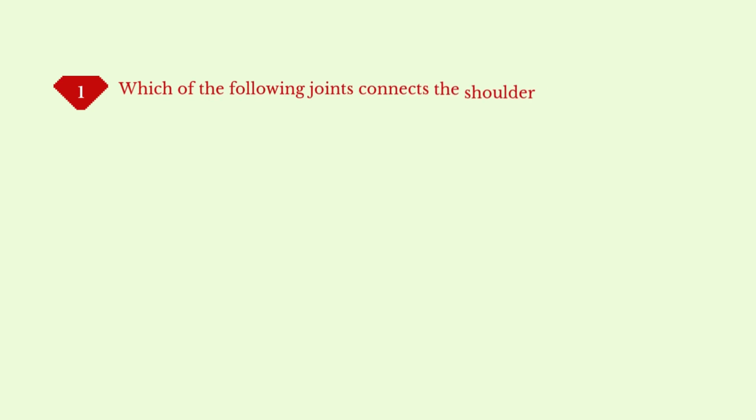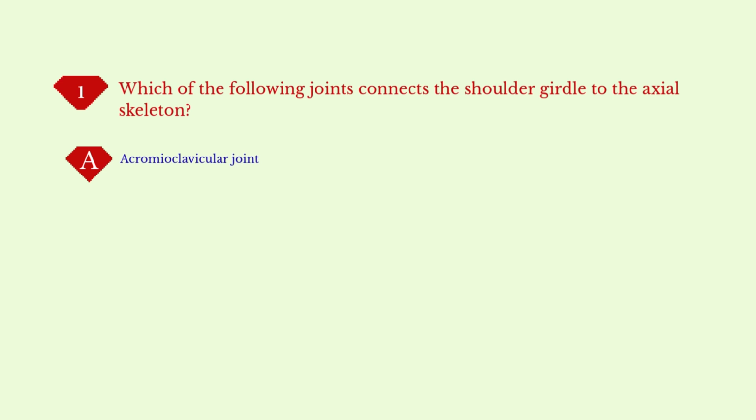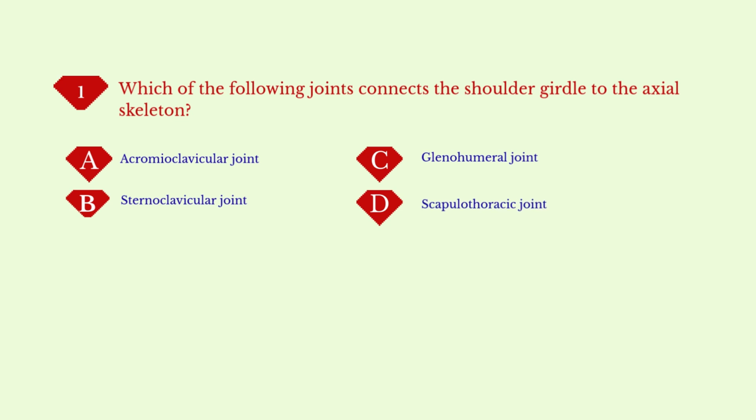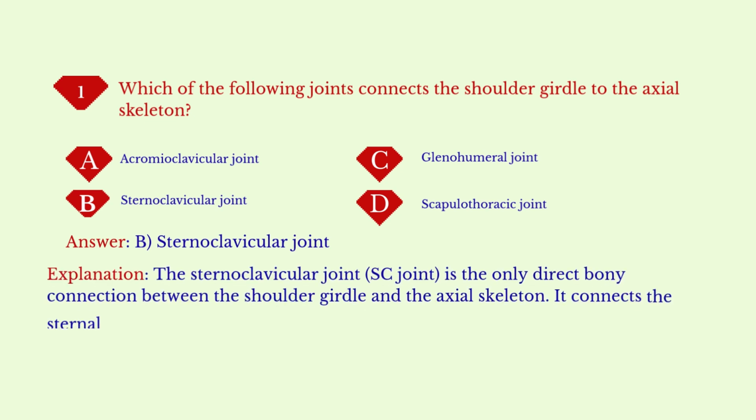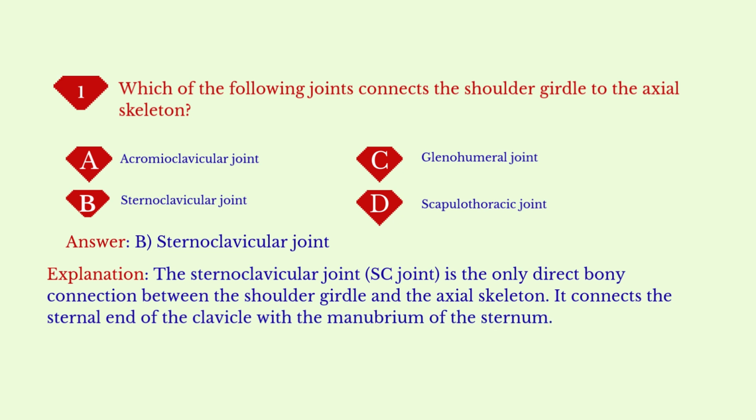Which of the following joints connects the shoulder girdle to the axial skeleton? A. Acromioclavicular joint. B. Sternoclavicular joint. C. Glenohumeral joint. D. Scapulothoracic joint. Answer: B. Sternoclavicular joint. Explanation: the sternoclavicular joint, SC joint, is the only direct bony connection between the shoulder girdle and the axial skeleton. It connects the sternal end of the clavicle with the manubrium of the sternum.